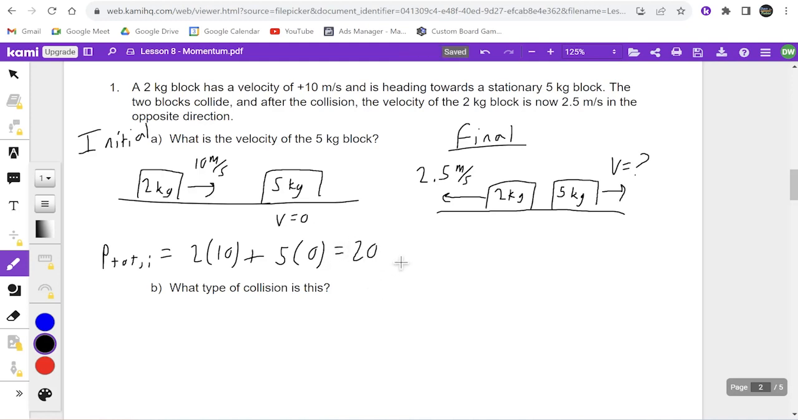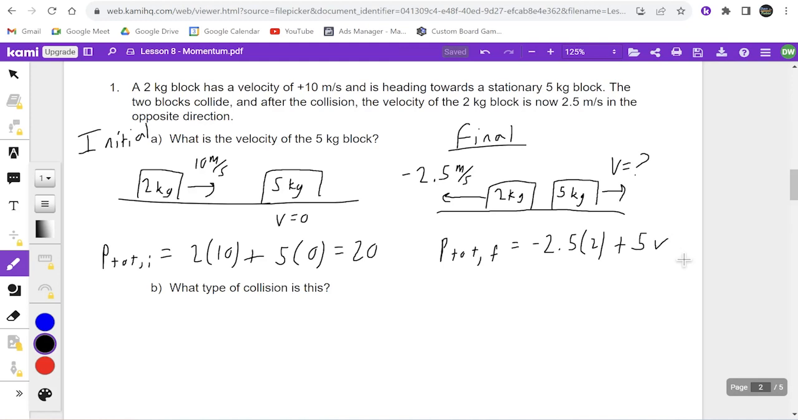So that's 20. And then for the final momentum, P total final is equal to negative 2.5 times 2. Why negative? Because we're going to the left. As a matter of fact, in your picture, if you want to draw negative 2.5, I'm okay with that. Personally, I don't because I just see left and I know it's negative. But if you want to draw negative, be my guest. And then finally, plus 5 times the velocity v. And v is the variable we're solving for because we don't know what that is yet.